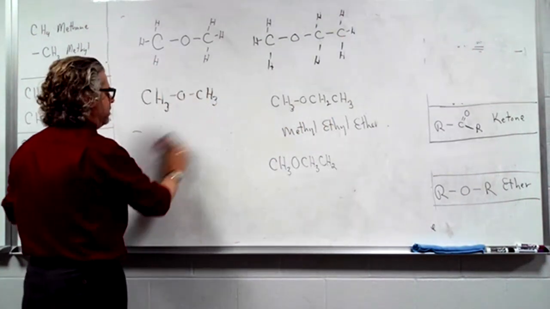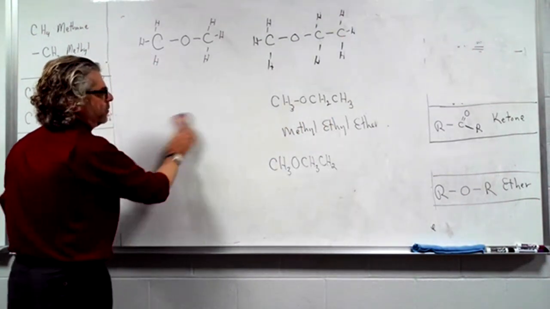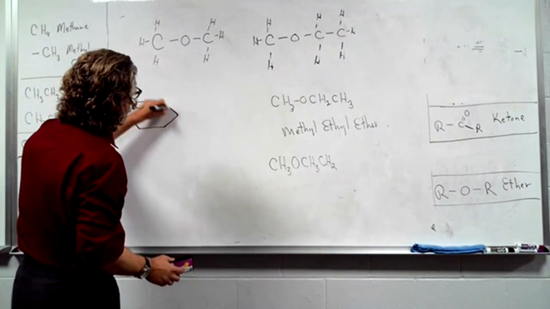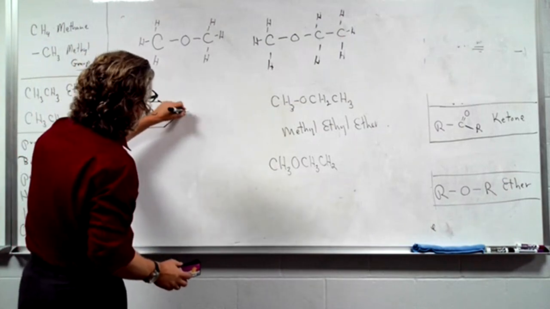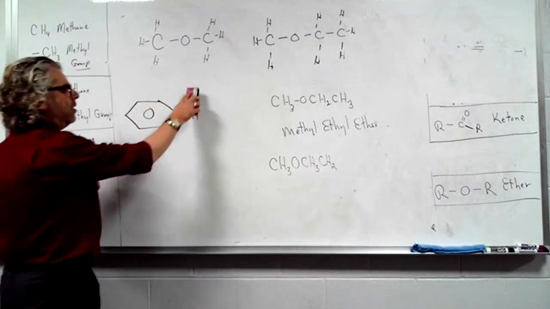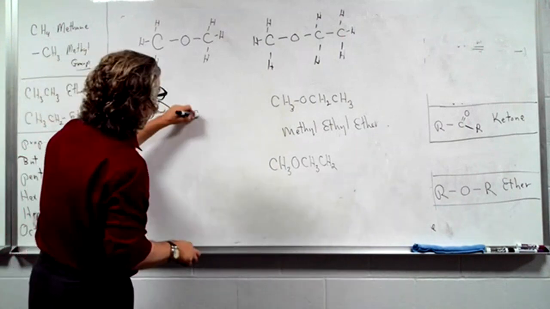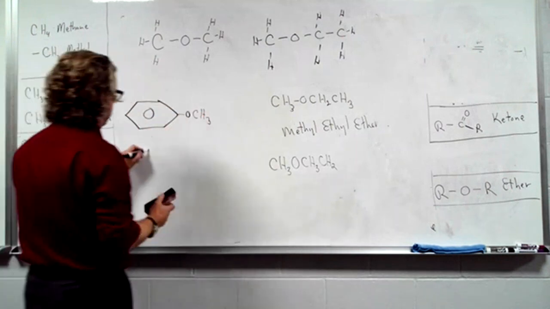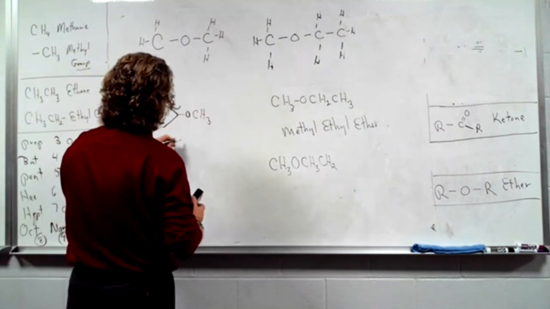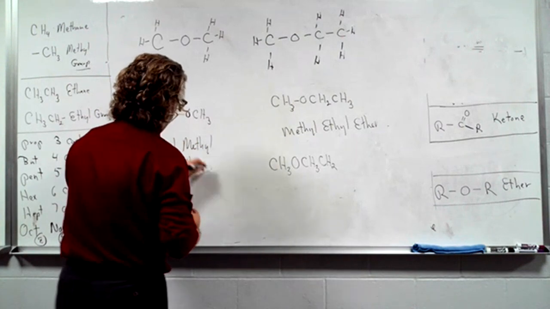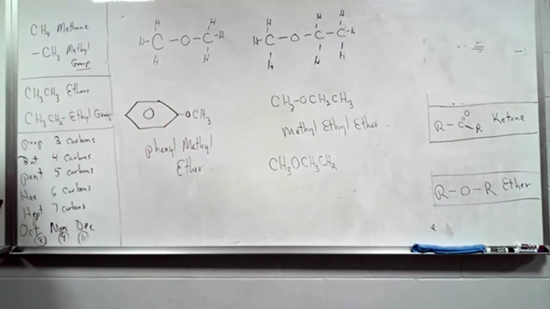Now, I said a benzene would be a phenyl. Here's a benzene. If it was an OH, it would be phenol. Take the H off, put a CH3. This is phenylmethyl ether. Hopefully that makes some sense.